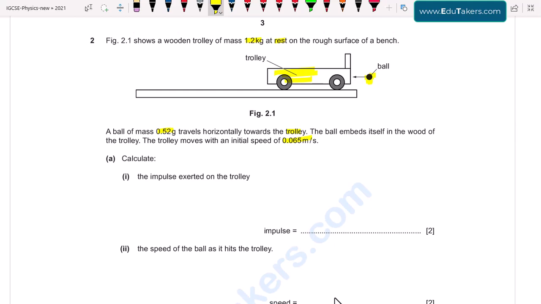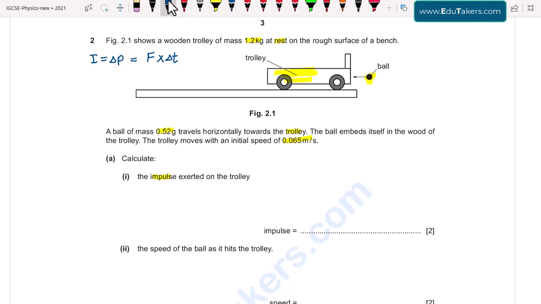Part A. Calculate 1. The impulse exerted on the trolley. Here we have to calculate the impulse that is exerted on the trolley. That's why we use the data for the trolley. I write here the impulse I is equal to the change in momentum for the trolley, and the change in momentum is also equal to the product of force and change in time. Here we have to calculate impulse and we use the first formula because we are given mass and velocity and not given the force and time.